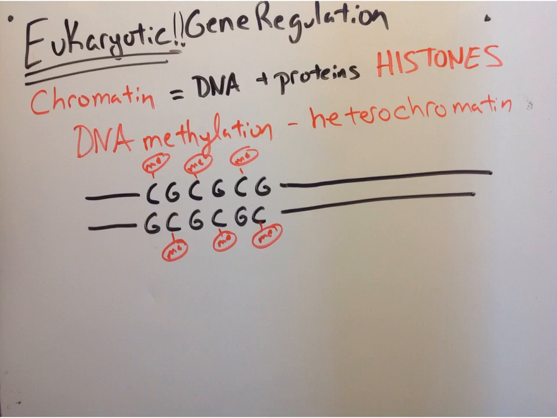In addition to chemical modifications to the histones, the DNA itself can also be chemically modified. DNA methylation happens on CG base pairs, C's next to G's, and this methylation mark often shows up in heterochromatin. So DNA methylation is also a silencing off mark.